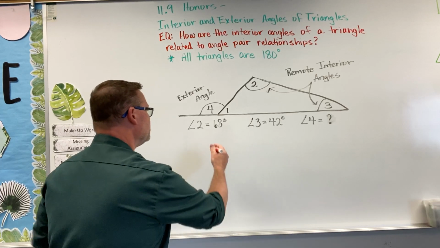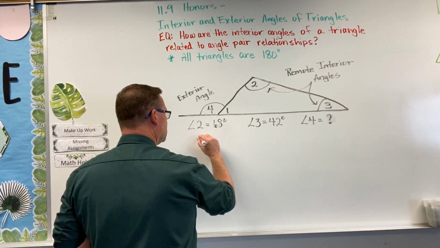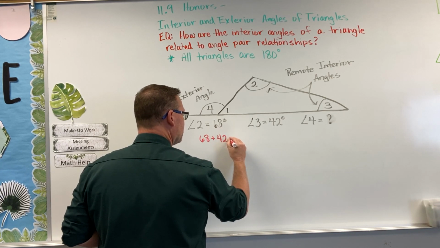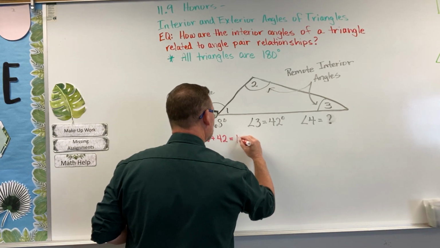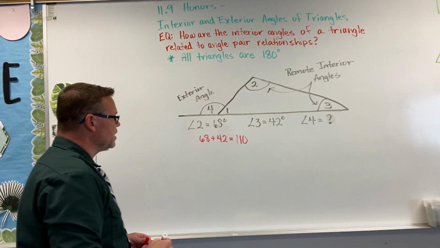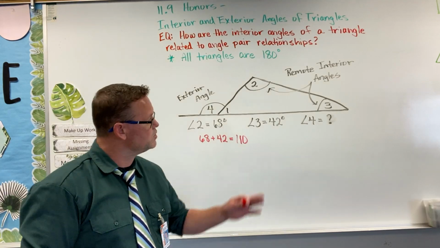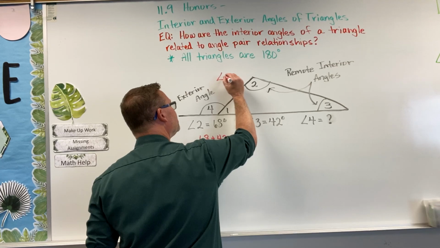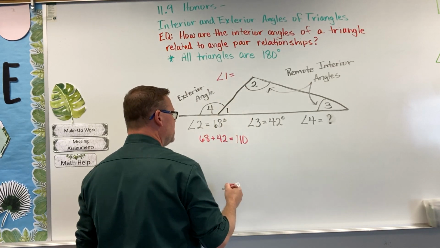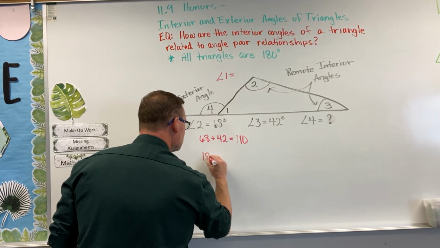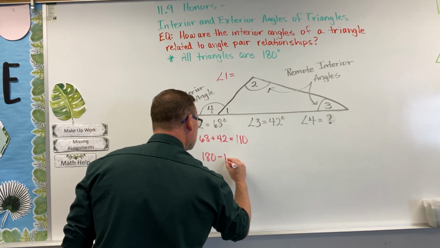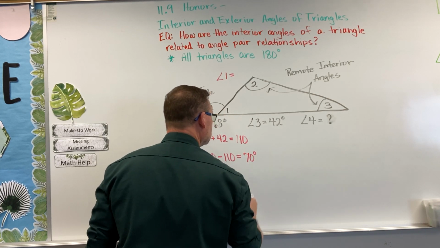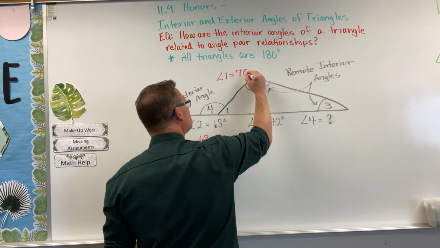What they tell us here is that we know angle 2 is 68 degrees and angle 3 is 42 degrees. So I'm going to take these two and add them together. In other words, 68 plus 42 is going to equal, let's see, 110 degrees. Then, knowing that all triangles are 180 degrees, we would take the 180 degrees we know every single triangle is, subtract the 110 from it, which would equal 70 degrees. So angle 1 equals 70 degrees.